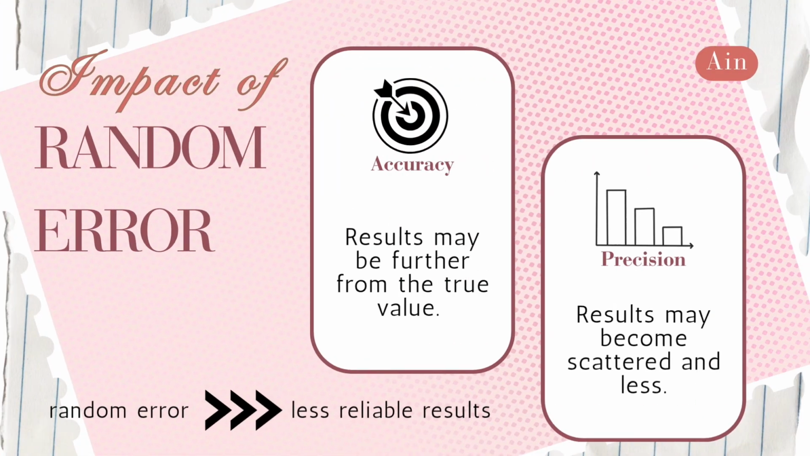Okay, next I will explain about impact and prevention of random error. As you guys can see, random error can affect both accuracy and precision. It may cause the measured result to differ from the true value and can also make repeat results more scattered and less consistent. Therefore, random error can reduce the reliability of food analysis results.